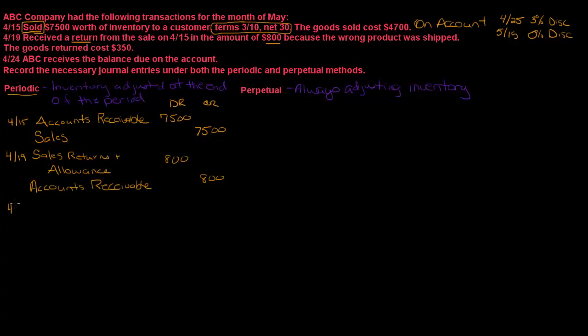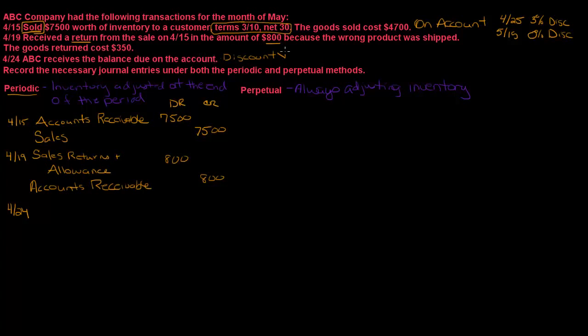And then on 4/24, ABC receives the balance due on the account. Now don't forget we had terms. The terms were 3/10 net 30. So let's look back. If the customer pays on or before 4/25, they get a 3% discount. So this does qualify for the discount. You might want to make yourself a little note: discount, double check, right? Okay.